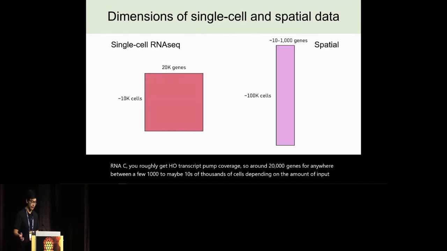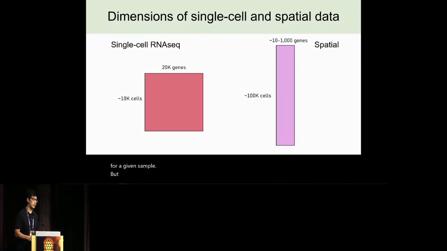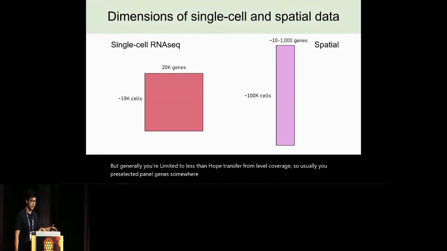On the other hand, you have a different dimensionality for the spatial transcriptomics with imaging-based technologies, where you can get maybe an order of magnitude more cells than single-cell RNA-seq, so maybe in the order of tens of thousands up to 100,000 cells for a given sample. But generally, you're limited to less than whole transcriptome level coverage. So usually, you pre-select a panel of genes, maybe in the tens, hundreds, maybe up to 1,000 genes for each experiment.